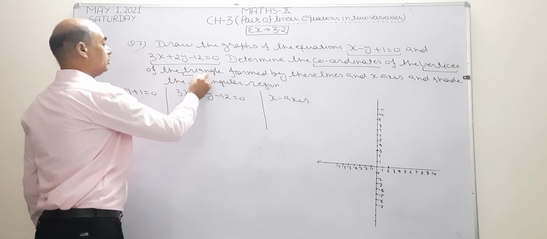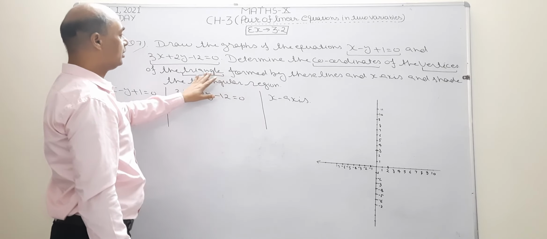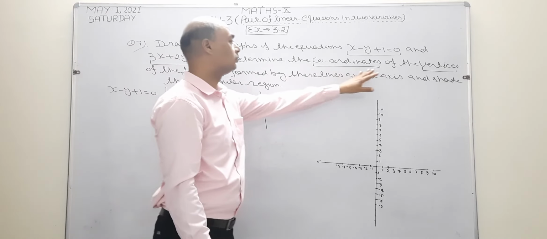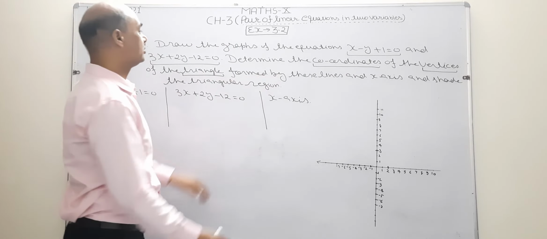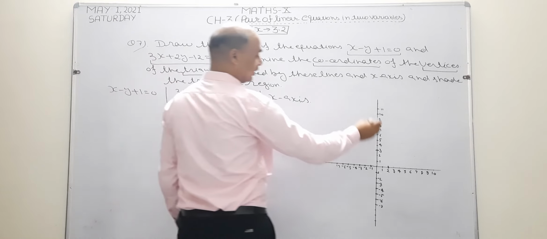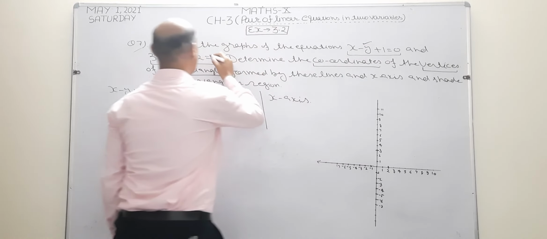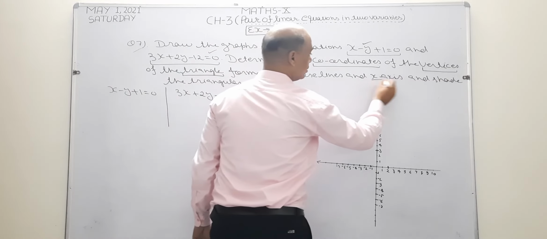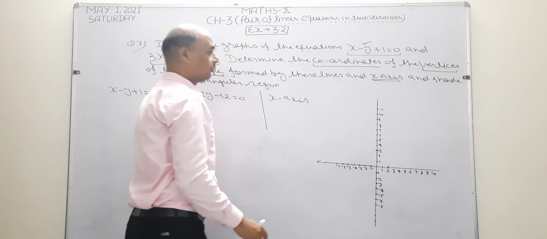of the triangle. It means one triangle is going to form graphically. We have to find the coordinates of the vertices of the triangle formed by these lines. It means when I am going to draw the triangle, I am going to use these two lines and the x-axis. Okay, with these three lines I am going to draw the graph.